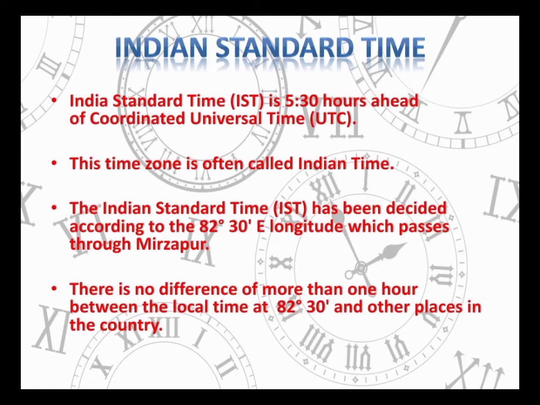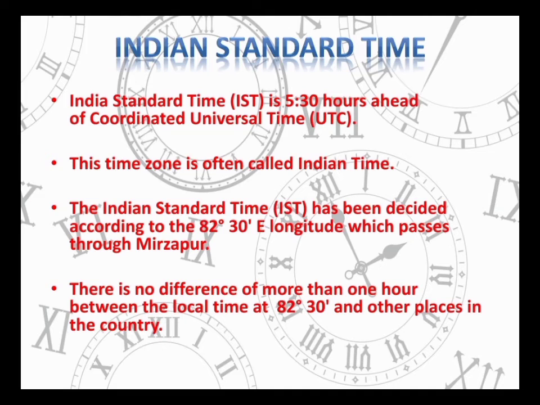Now let us see. The standard time of India is the time of the longitude line which passes through Mirzapur. It comes in the center of India and it is at 82 degrees 30 minutes east longitude. So whatever the time is in Mirzapur is the same time, the standard time for the whole country.